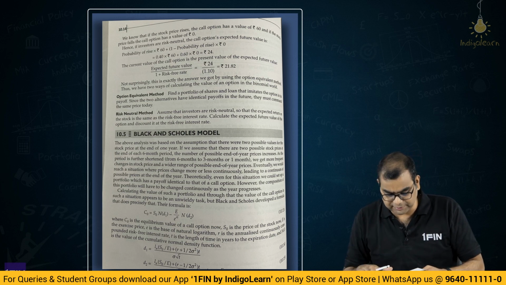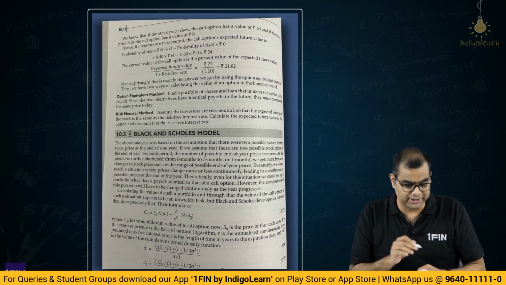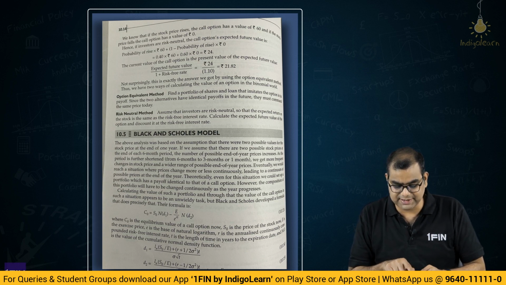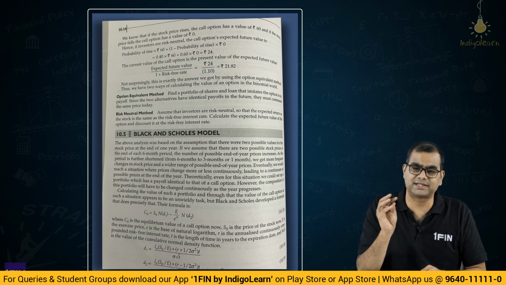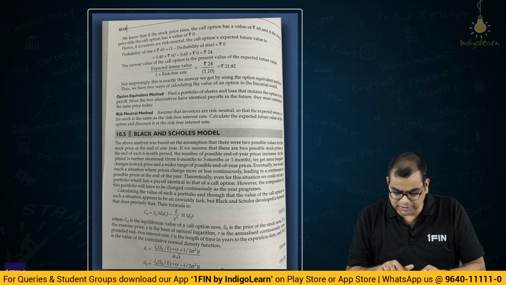I am referring to page 10.14, where he says, and I am reading the summary: Thus, we have two ways of calculating the value of an option in the binomial world. Option equivalent method, that is, find a portfolio of shares and loan that imitates the option in its payoff. Since the two alternatives have identical payoff in the future, they must command the same price today. So, you do this replicating portfolio where the shares are delta shares. Okay, that is one method. Second method, risk neutral. Assume that the investor is risk neutral, so the expected return on the stock is the risk-free interest rate. Calculate the expected future value of the option and discount it at the risk-free rate.